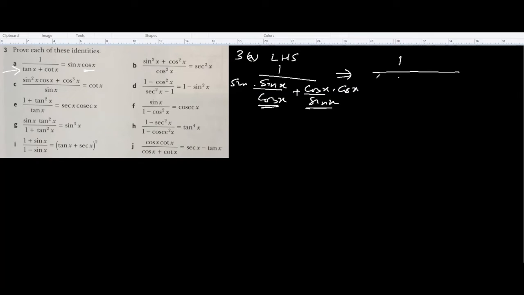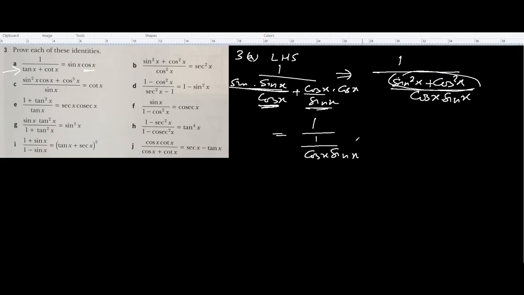So let's multiply this with sine and multiply this with cos so that we can merge them. So it will become what? Sine times sine, this one will become sine square x, plus cos times cos, cos square x, and because they have the same denominator, we multiply these two. It will be cos x sin x. Now sine square plus cos square x will be 1, so it will become 1 over cos x sin x. And now this is the reciprocal of a reciprocal, that means this will become the numerator now, so we can write it as cos x sin x, and that is RHS.